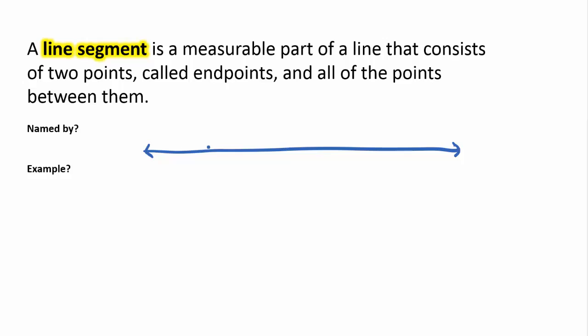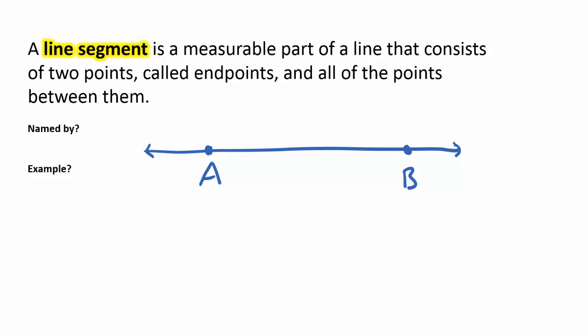Now, if we add a point and name this point A and yet another point B, we can create a portion of this line that can be measured. The measurable part of a line is called a line segment. It consists of 2 points called endpoints and all the points between them. If you look at the example at the bottom, point A and point B are the 2 endpoints of this line segment.